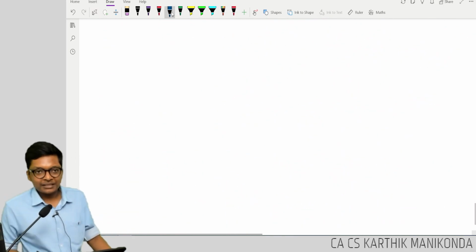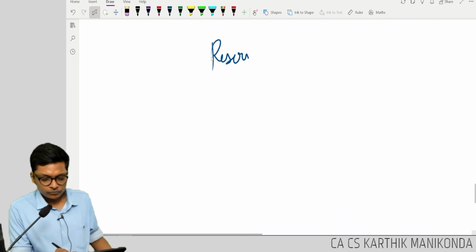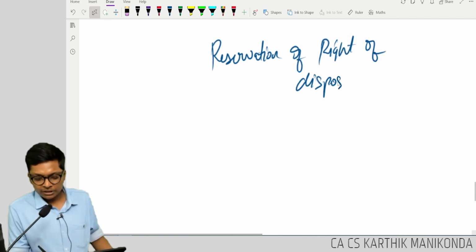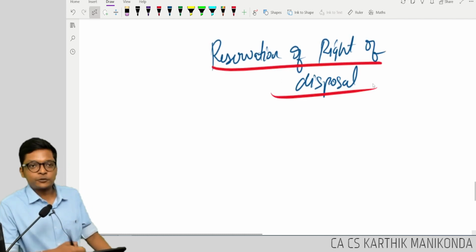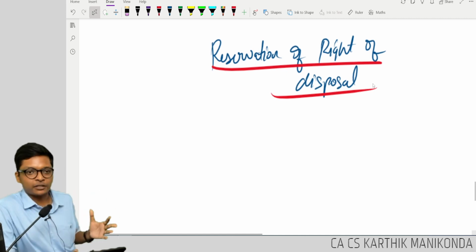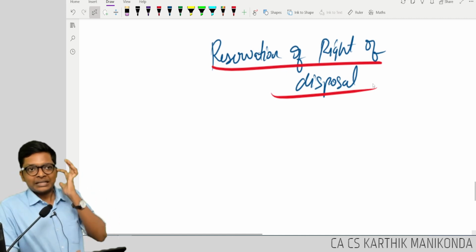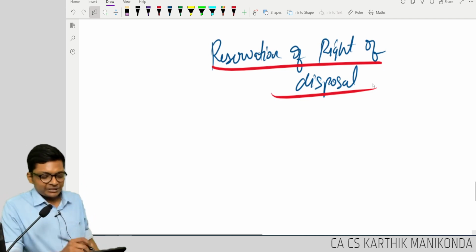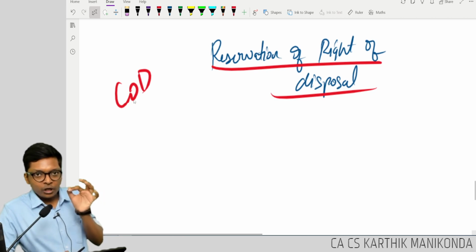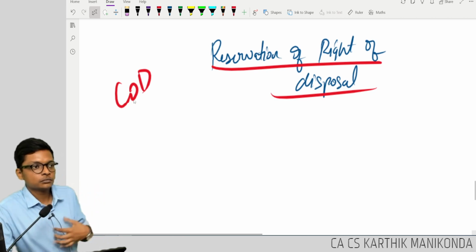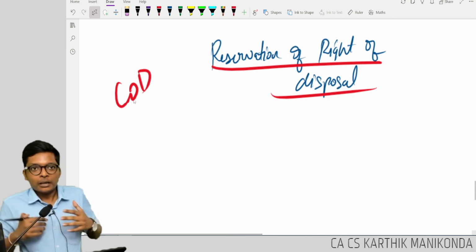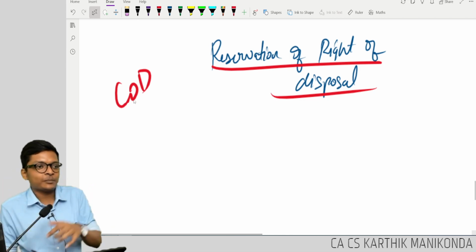Now the last one is reservation of right of disposal. This is applicable for all types of goods, ascertained, unascertained, specific, whatever. Let's say you try it out. Next time you order food on Swiggy or Zomato, you put COD. Now if you don't give cash, will he give you the food? No. See, you can connect the food, then you give the cash, that's fine. But if you don't give the cash, will he leave from there?